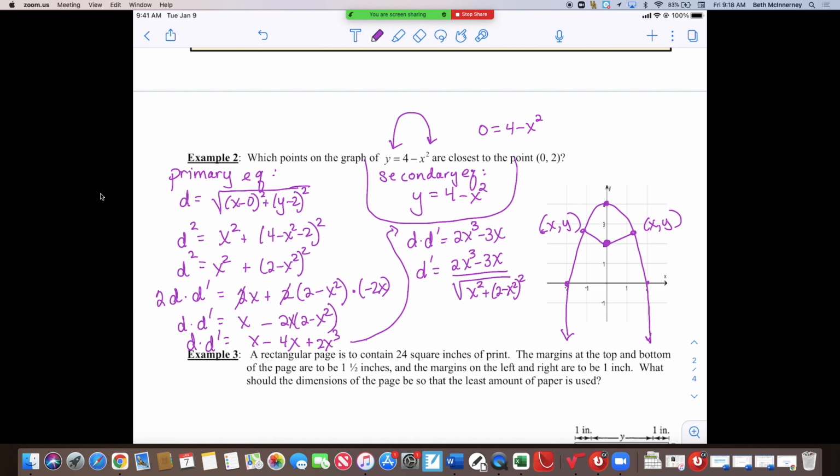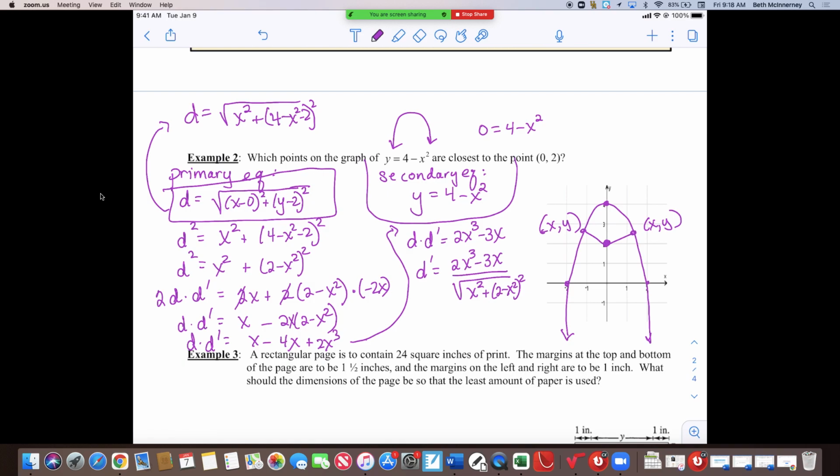Say that again. It's the distance formula, the d. So this is d, right? Yeah. Okay, and what I did is x minus 0 is just x, that's squared. Then y was 4 minus x squared, minus 2, squared. Yeah, that's where I kind of skipped that part.